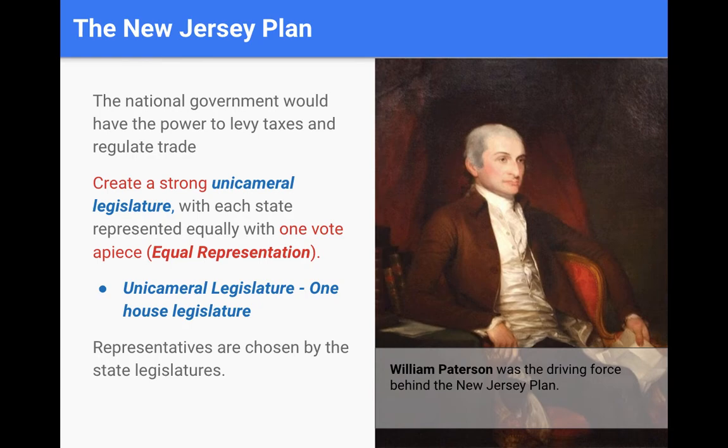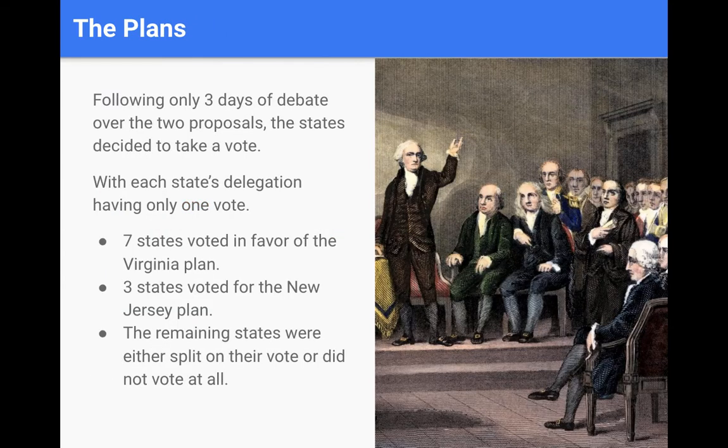So they keep the structure of the Articles of Confederation, and they create a stronger unicameral legislature, where each state is represented equally. One vote for each state. We call that equal representation. So under the New Jersey plan, you have a unicameral legislature based on equal representation. And just as it was under the Articles, representatives in this legislature are going to be chosen by the state legislatures. So it's representing the states. We're the United States of America.